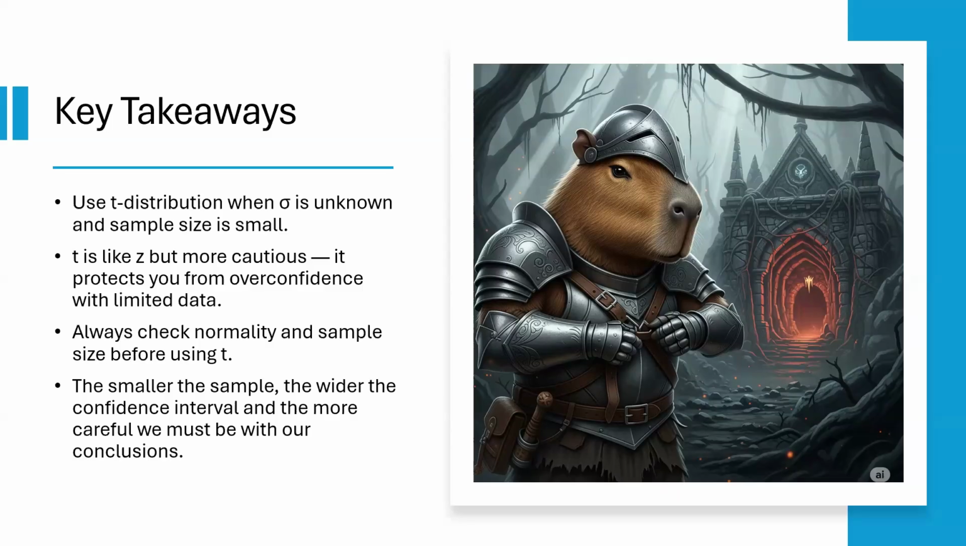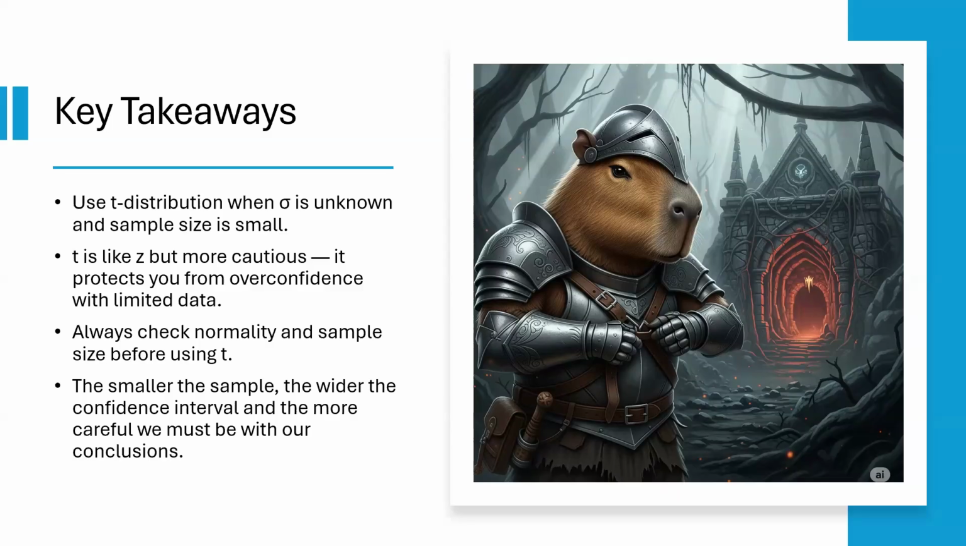Next, t is like z, but more cautious. It protects you from overconfidence with limited data. The t-distribution has thicker tails than the normal curve. That's its way of saying, hey, your data might be a little more variable than you think. It's like putting on extra armor in Dark Souls when you're entering a new dungeon. You need that extra protection until you're sure what you're up against.